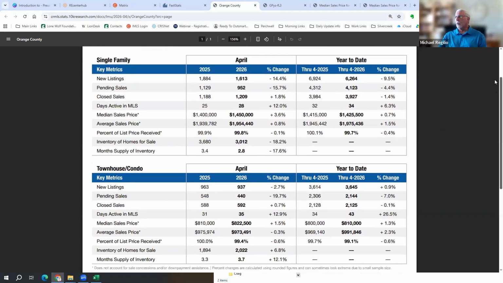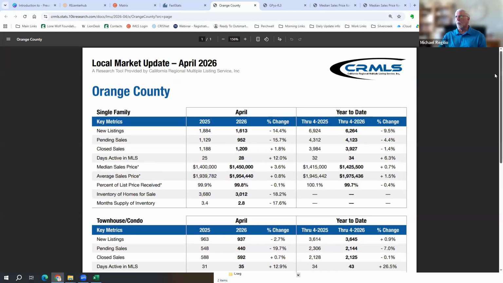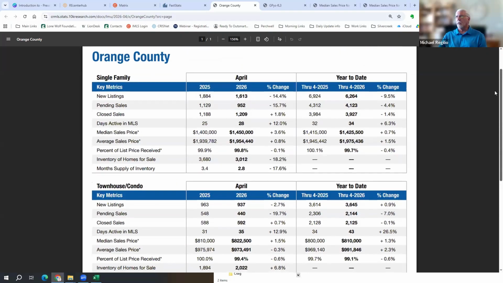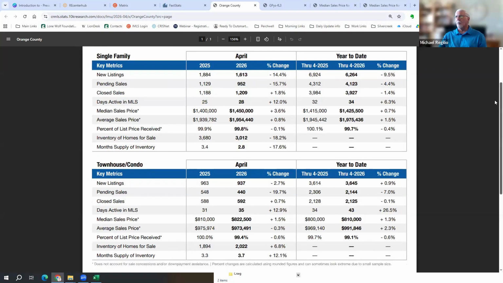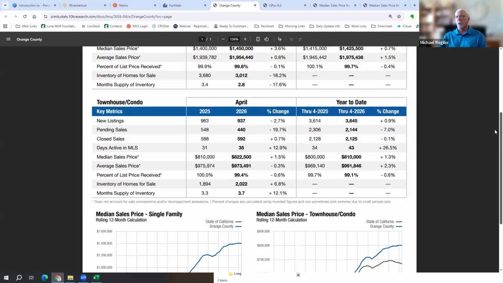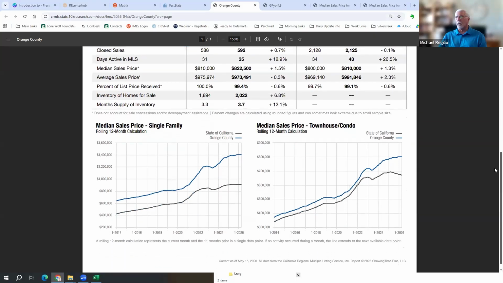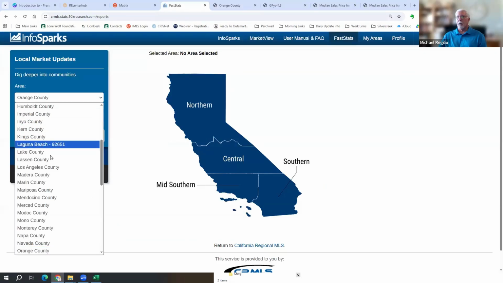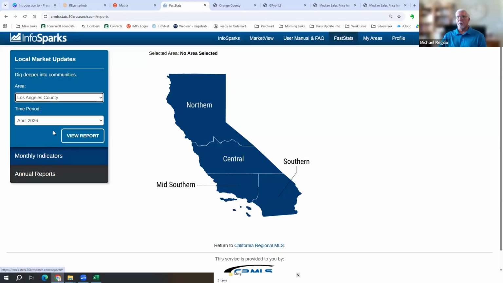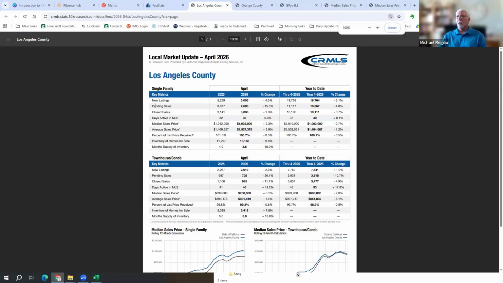And then this particular local market update gives us a month to month and year to date breakdown of the numbers for single family and condos and townhomes. So you can go in here, LA County, how many new listings, pendings, days on market for the county. This is only based on county.